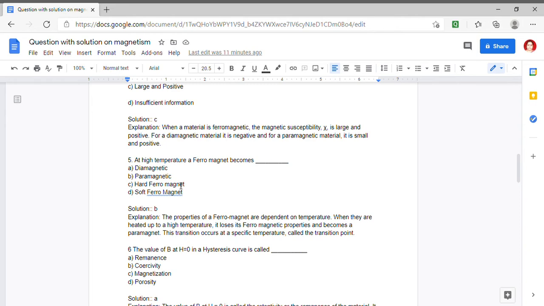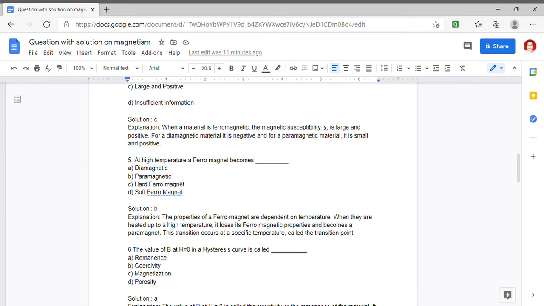In order to explain this, we know that the properties of ferromagnetic material are dependent on temperature, and when we heat it, it will become a paramagnet. This transition occurs at a particular temperature which is known as the transition temperature or Curie temperature.